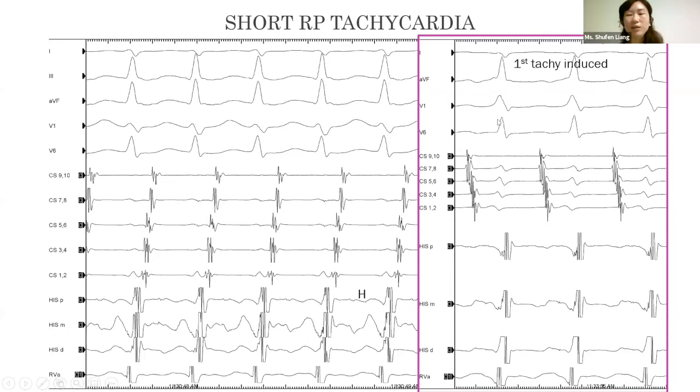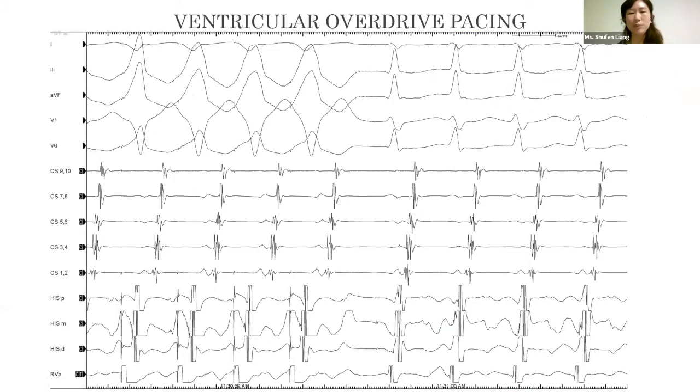And even though on the ECG there's this subtle difference, you can see intracardiacly the EGM is actually very, very different. So, okay, we do our pacing maneuvers. Actually, ventricle overdrive pacing is one of my favorite pacing maneuvers because I think it really helps you eliminate some of the tachycardia, and you can come to a conclusion and get a lot of information from this.